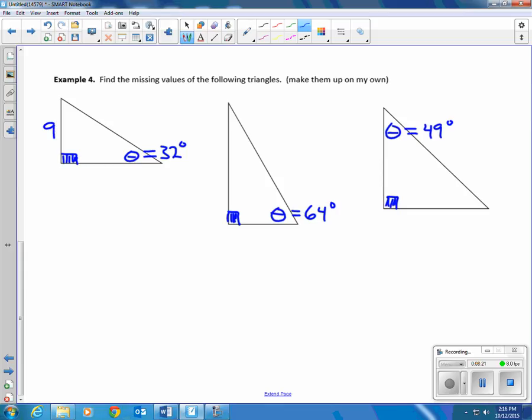Say that side is 9, and we are going to look for x. We're going to say this side is 10, and we are going to look for x. And we're going to say this side is 24, and we're going to look for x.